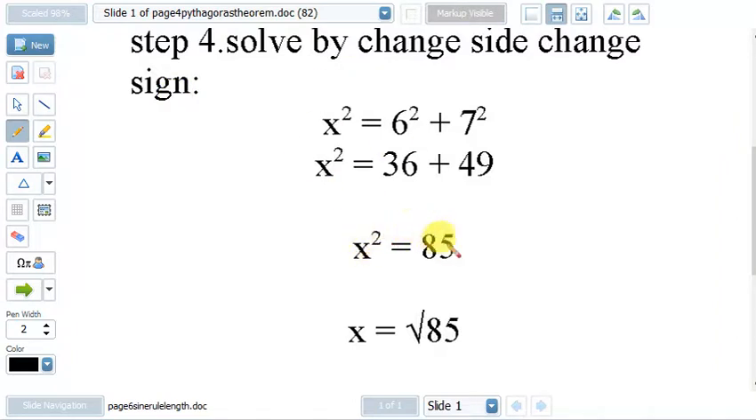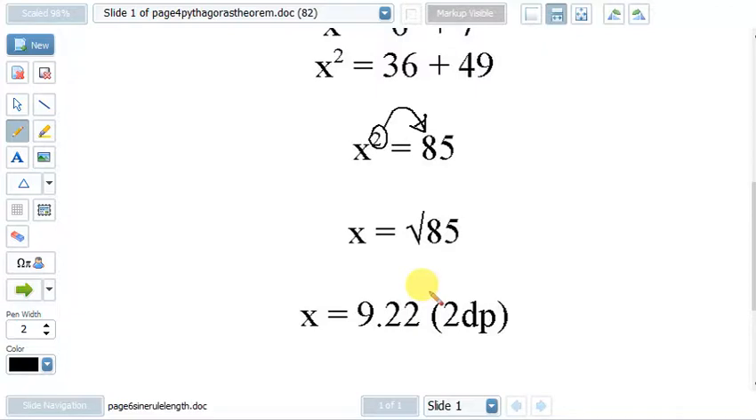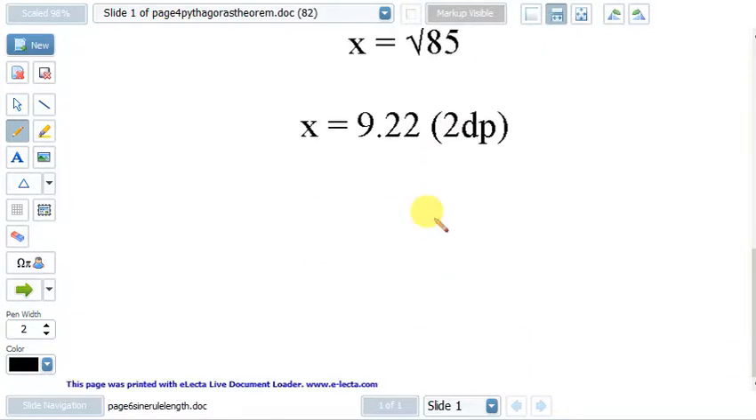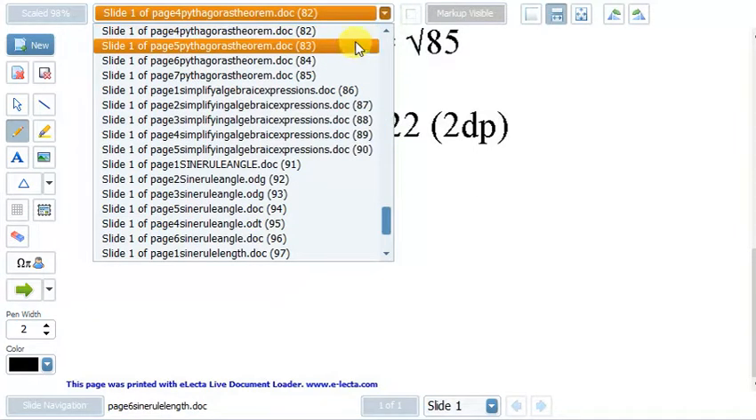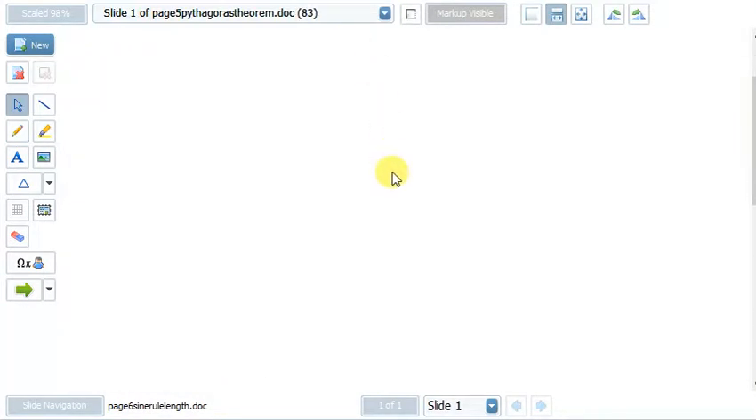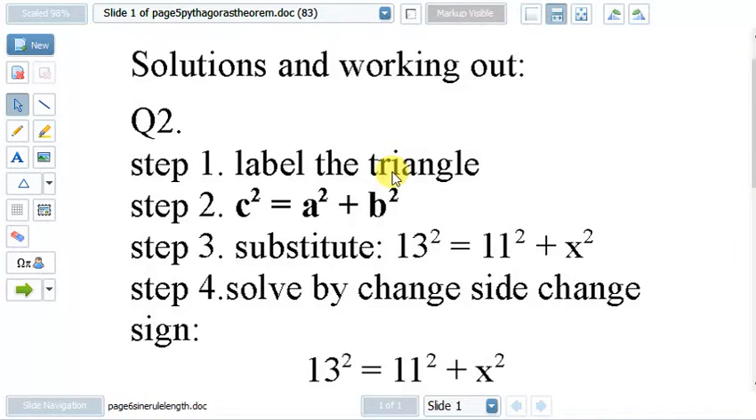x squared equals 85. Now you're trying to get x equals, so we've got to bring the squared across to the other side, and it becomes square root. And the square root of 85 is 9.22 centimeters. Okay, so let's now have a look at the next one. So question 2.